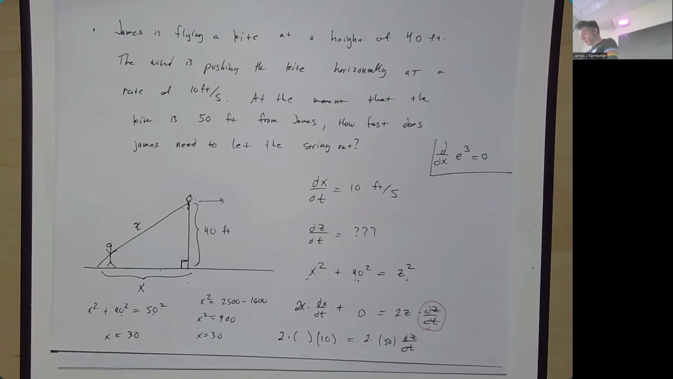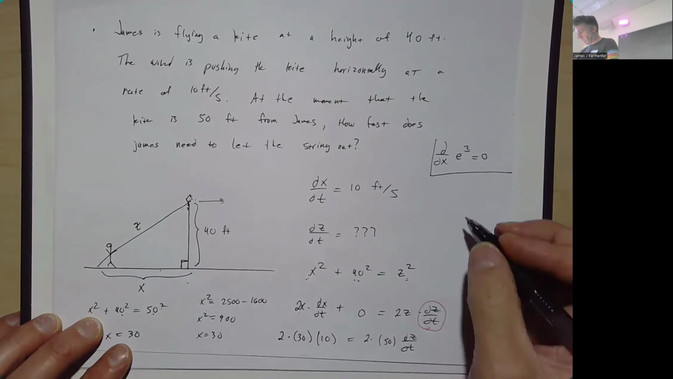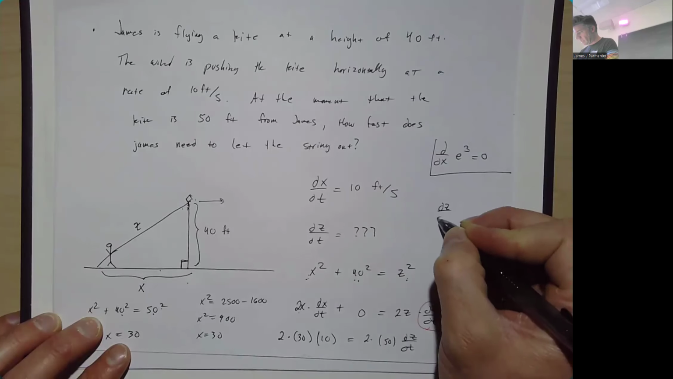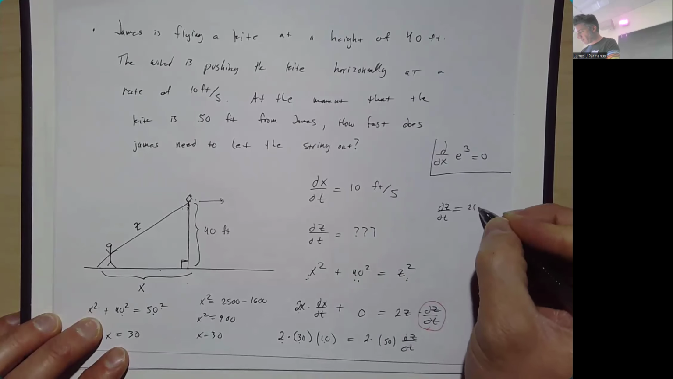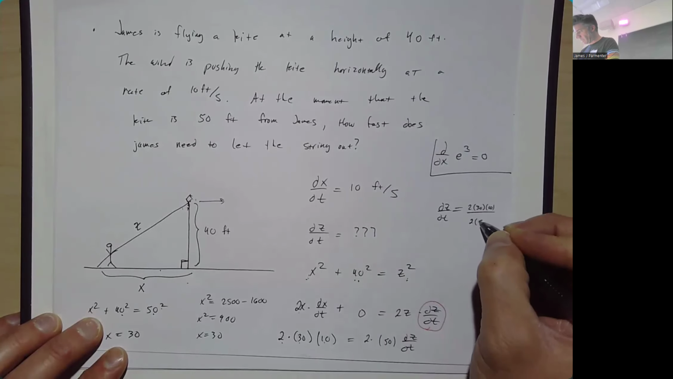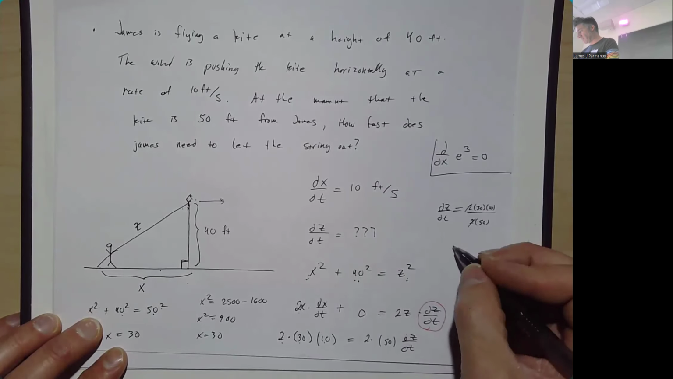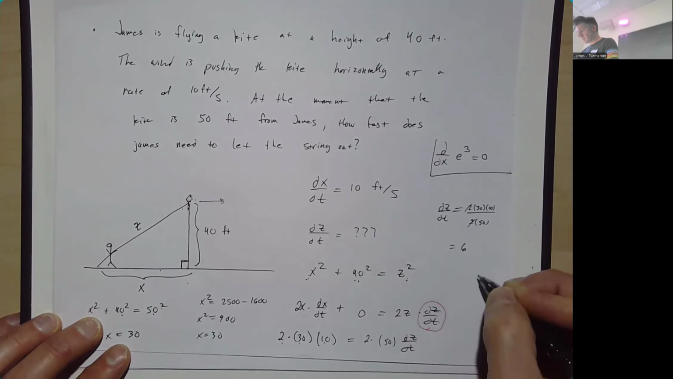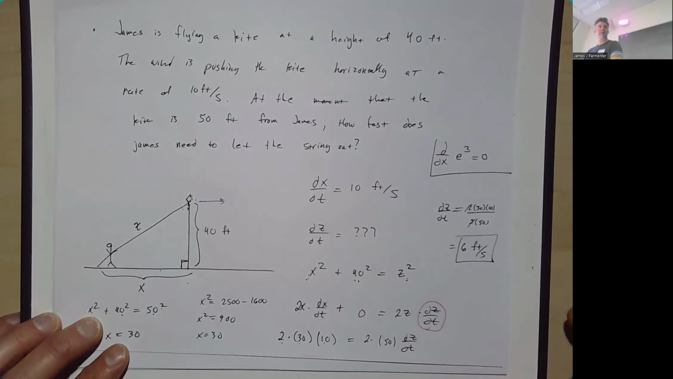Okay, and so then we can plug in 30 here, and then we can solve for dz/dt and get that dz/dt is equal to 2 times 30 times 10 divided by 2 times 50. I can cancel the 2's, and you have 300 divided by 50, which is equal to 6. 6 feet per second. That's your dz/dt.